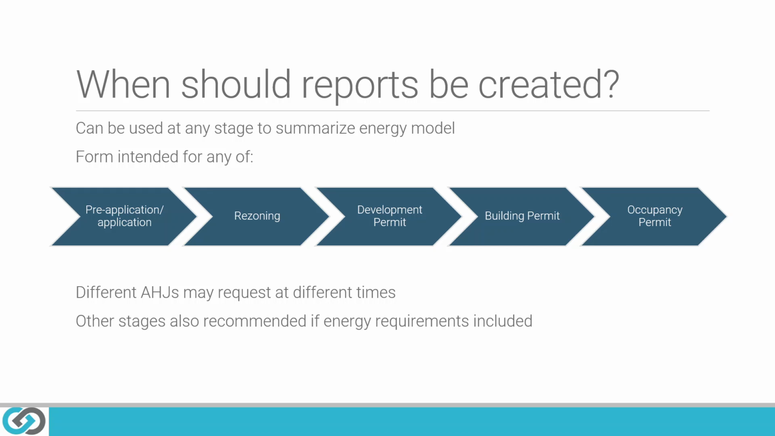So on the item of when reports should be created, well, the document can really be used to summarize an energy model at any stage. However, as we saw on the form from the drop-down menu, it's really intended for any of the 5 stages shown on your screen. So pre-application or application, rezoning, development permit, building permit, or occupancy permit. It's worth keeping in mind that different authorities having jurisdiction could request it at different times.